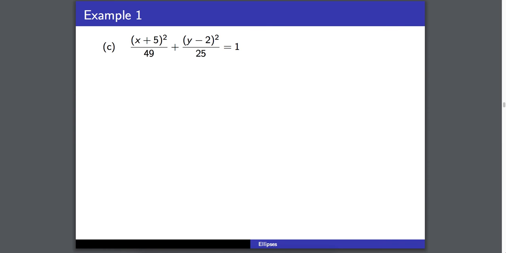Okay, in this video, we're going to pick up from where we left off in the last one by finding the center, vertices, and foci of an ellipse. So example 1c, we have (x + 5)² over 49 plus (y − 2)² over 25 equals 1. So this time we are shifting the coordinates of the center because now we have (x + 5)² and (y − 2)². So here our new center is going to be at (−5, 2).